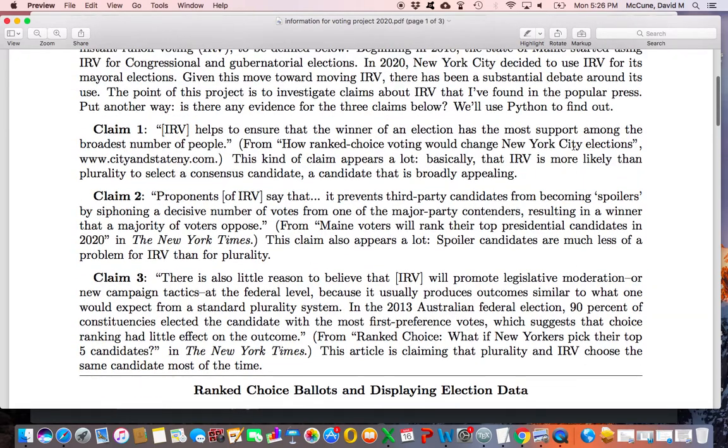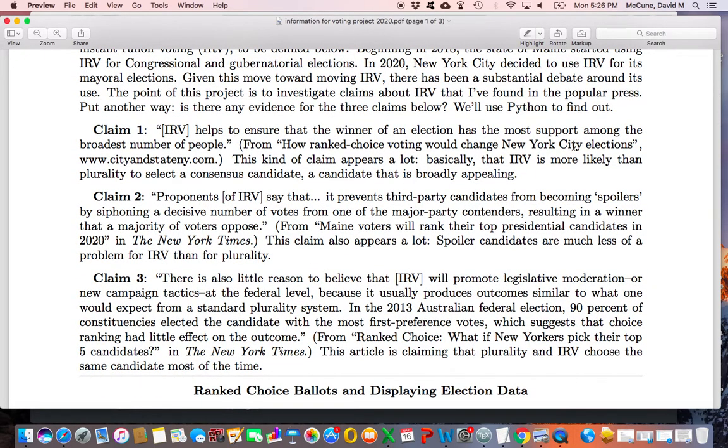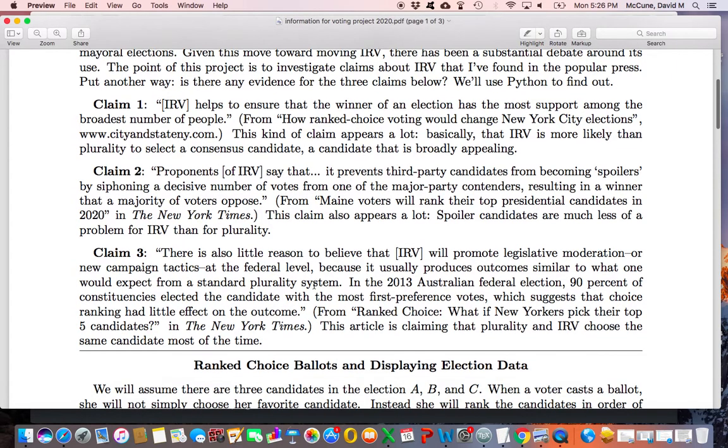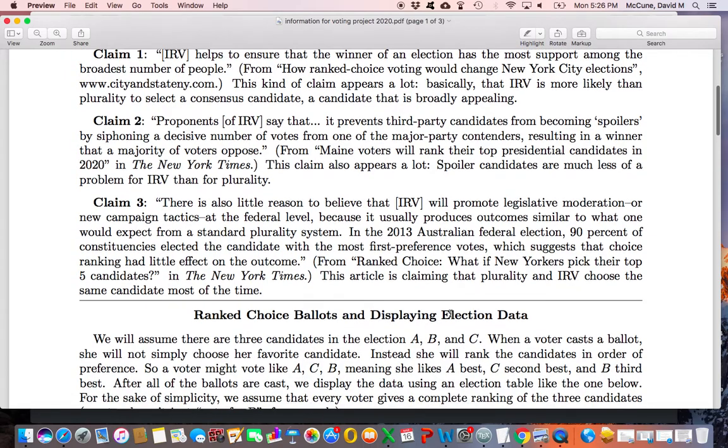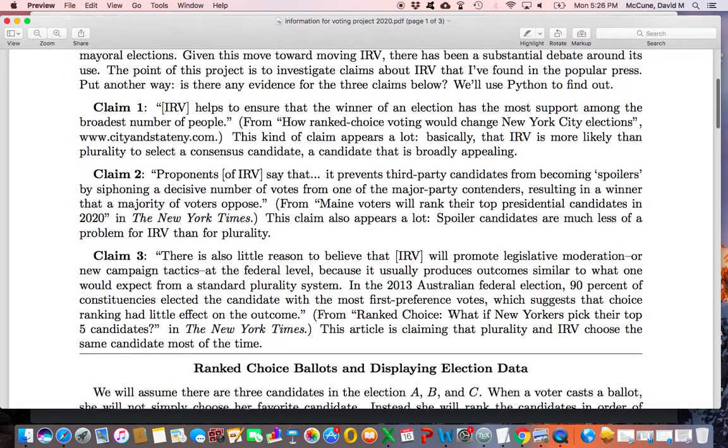Okay, here are 3 claims about instant runoff voting. Are they true? Or to put it another way, is there any evidence to back these claims up? Is there any evidence that instant runoff voting more often than plurality chooses consensus candidates? Is there any evidence that spoilers are more of an issue for plurality than they are for instant runoff voting? Is there any evidence that plurality and instant runoff voting choose the same candidate much of the time? And what would the evidence look like? That's the point of this project.